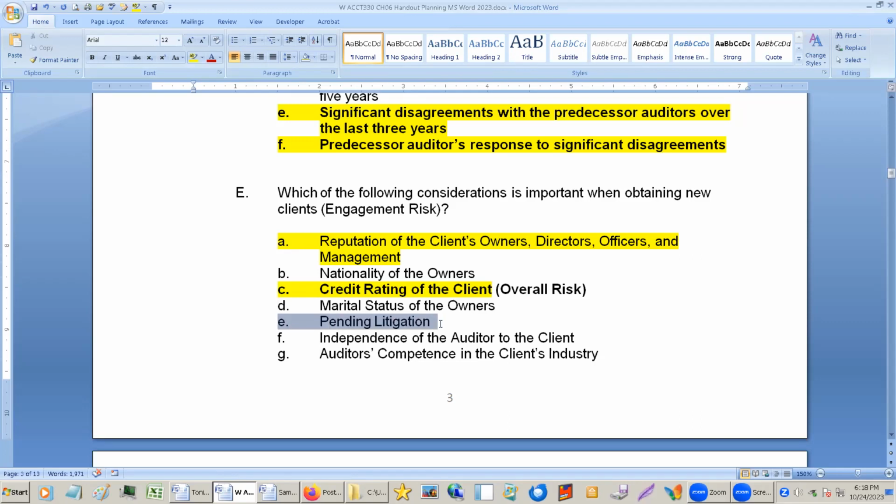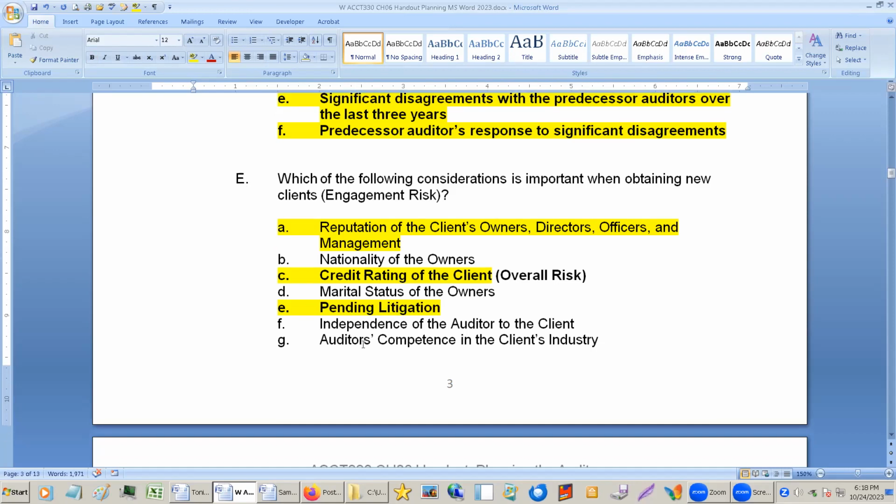Probably not. There's something crazy going on, a fight or something like that for the control of the place. Pending litigation would definitely be something you want to look into. How about independence of the auditor to the client?